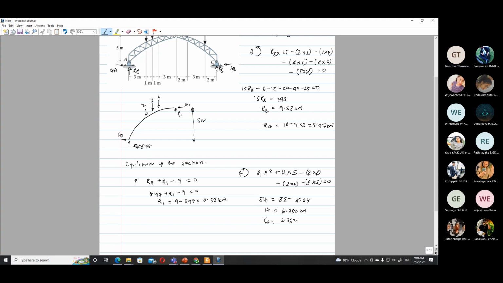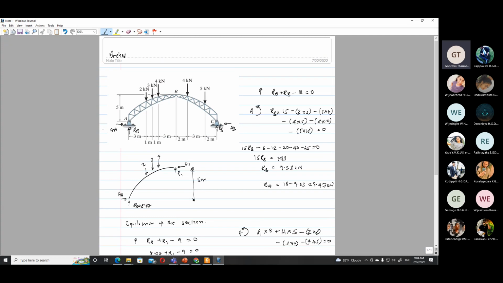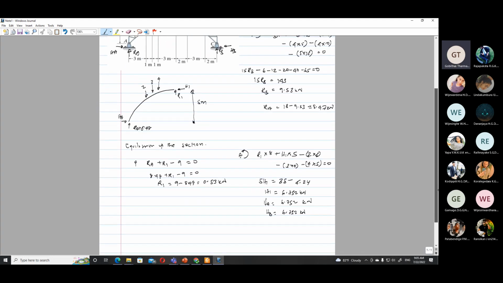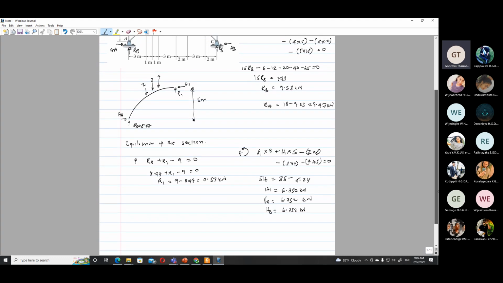6.752, H1. So if HA is 6.752, HB is also 6.752, because if you take the entire structure and balance horizontally, HA is equal to HB. So this is how you can work out this truss problem. Sorry, the arch problem.